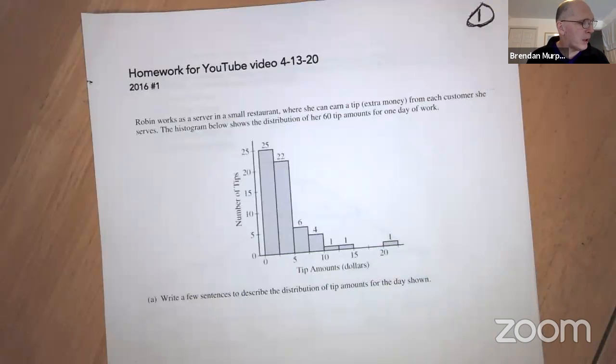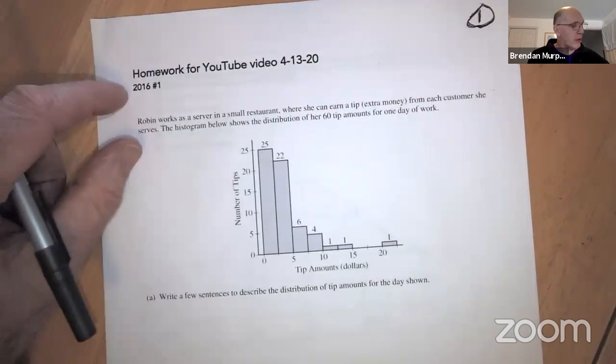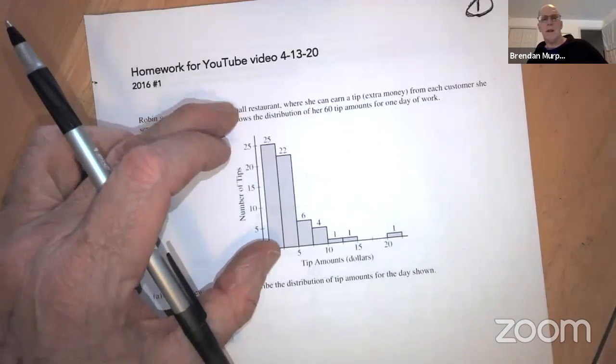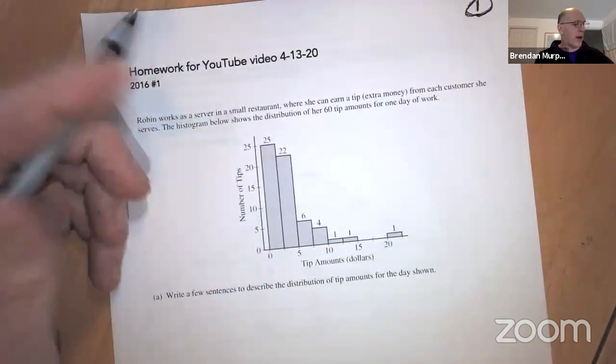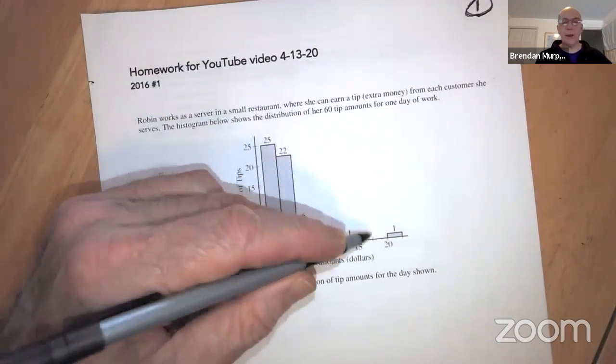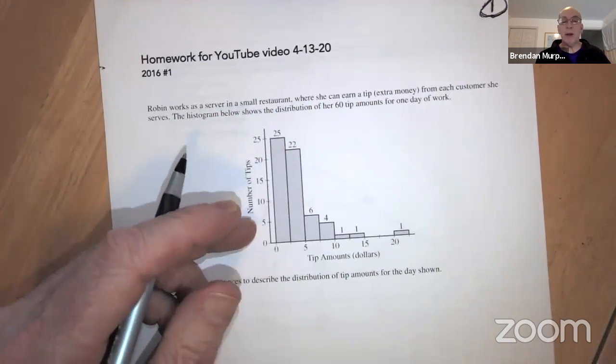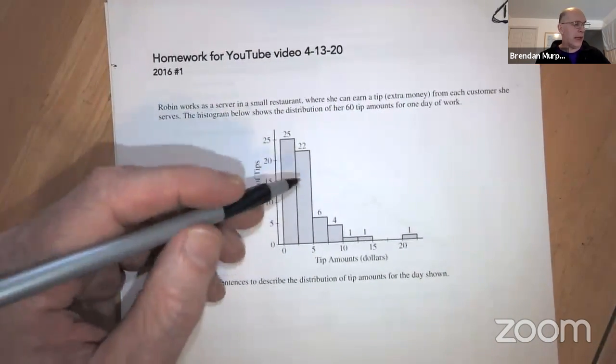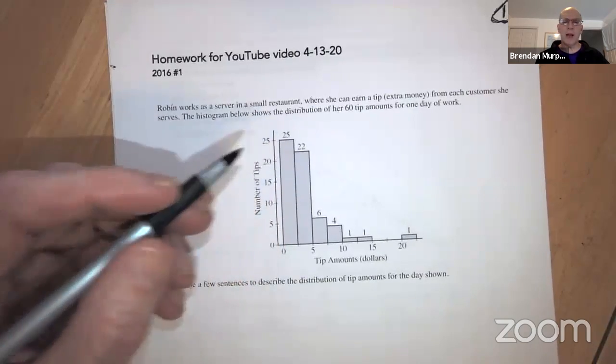The histogram below shows the distribution of her 60 tip amounts for 1 day of work. So I would spend a minute or so just really understanding the problem, and equally important understanding the graph down here. Now, with 60 data points, there's no way we want you to type that into your calculator. So I think that would be the wrong approach here.